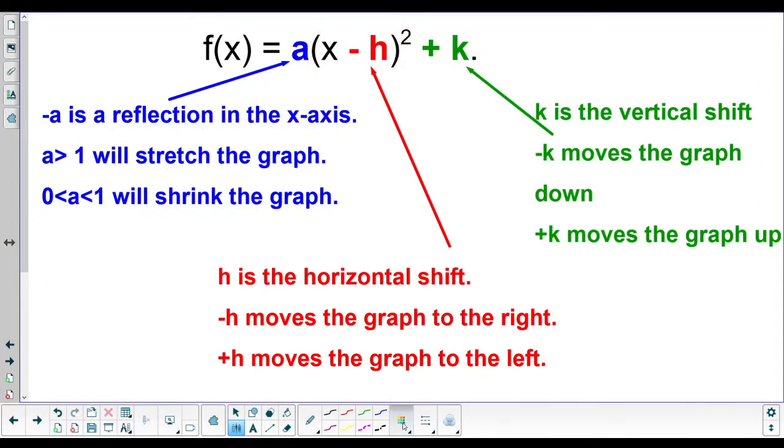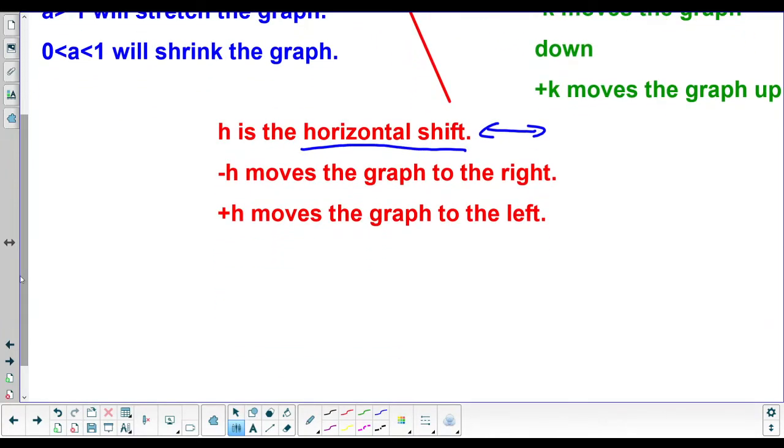All right. Now, h and k. H is going to be our horizontal shift. So it's going to take our graph and move it left and right. And what you want to remember is that h is a liar. And you know what I mean.